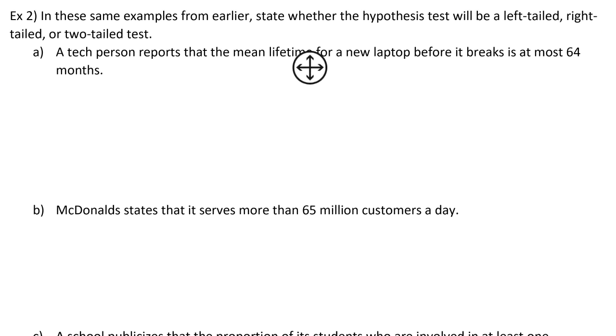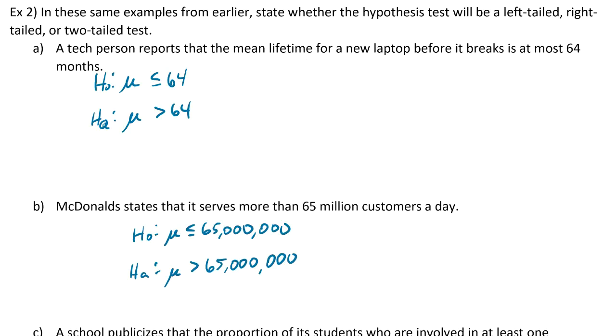So, example 2. In these same examples from earlier, state whether the hypothesis test will be a left-tailed test, a right-tailed, or a two-tailed test. All right, so really quickly, I'm going to go ahead and fill in our null and alternative hypotheses, because we've already found those in example 1. So I'm going to fill those in real quick. All right, so that part's nothing new. It's just what we found in example 1.